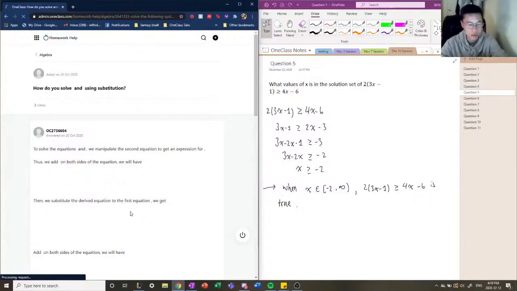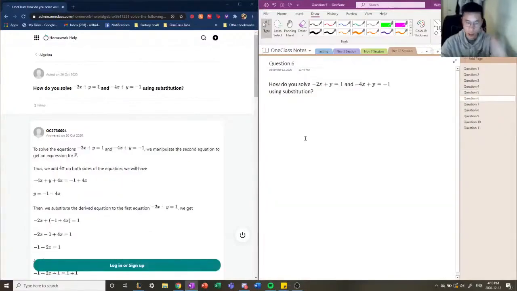Okay, let's move on to question number 6. All right, so the next question is covering system of equations, and it reads, how do you solve negative 2x plus y equals 1 and negative 4x plus y equals negative 1? So basically, they're asking for the values of x and y which will satisfy both of these equations, okay?